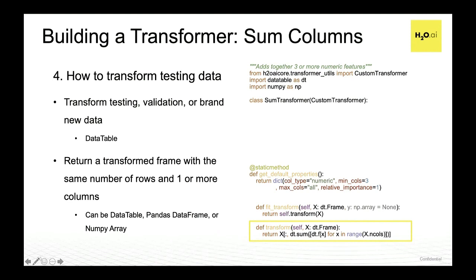But in this case, our transformation on new predictive data is going to be exactly the same as how we fit. And so we just have this same line of code that is taking every value in the row and adding it up and returning that added up.